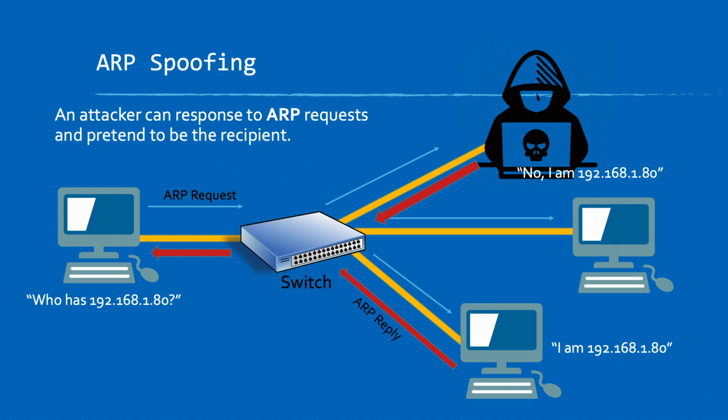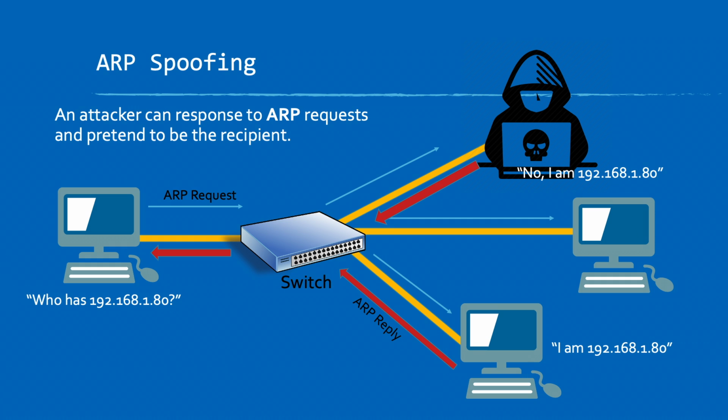So let's say you wanted to pretend you were a router. Everyone could route their traffic through your computer, and then you would forward their traffic on to the router. This is called ARP spoofing. You're pretending to be a host on the local area network, and people trust you.